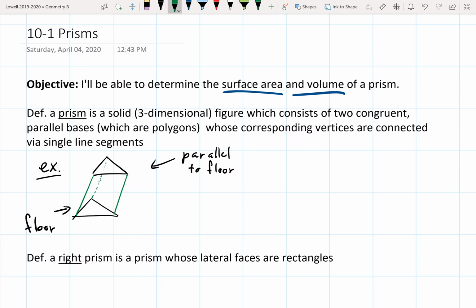okay? So when I say corresponding, I just mean that it wouldn't make sense for this corner vertex and this vertex to be connected. That doesn't make any sense. A non-example of a prism, well, I'll draw one more prism, actually. Would be something like this.